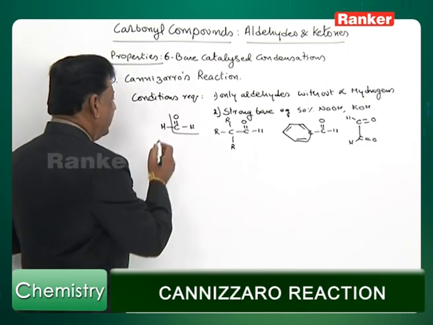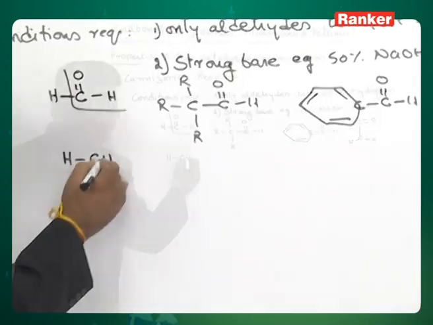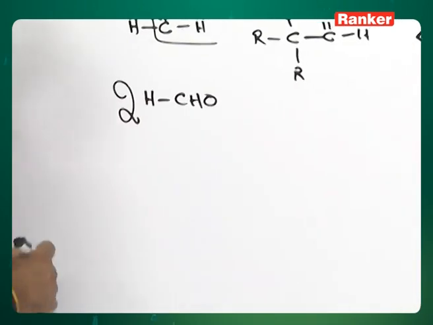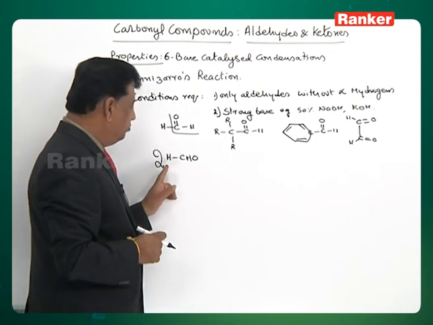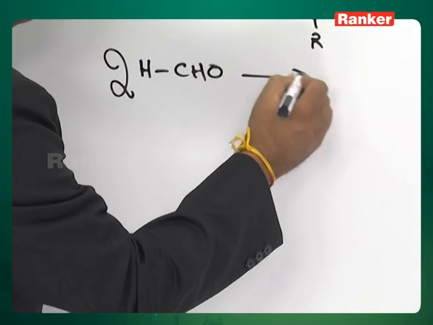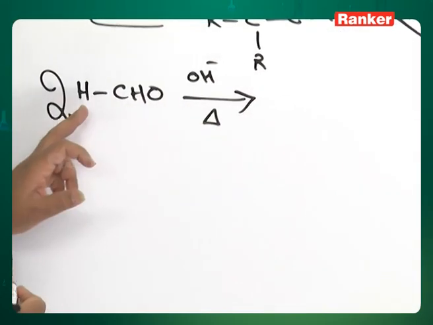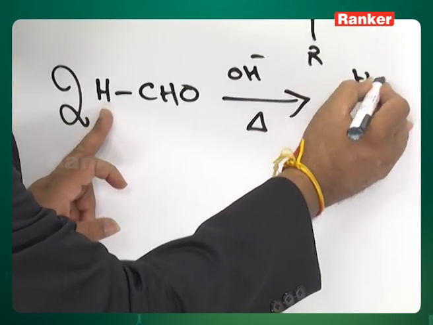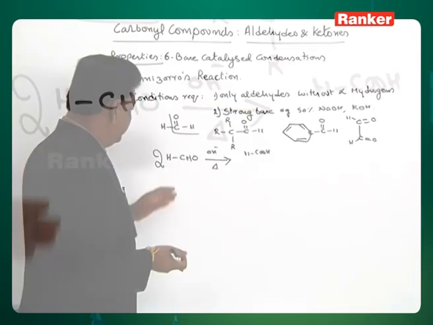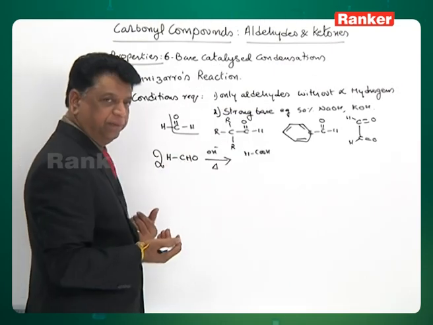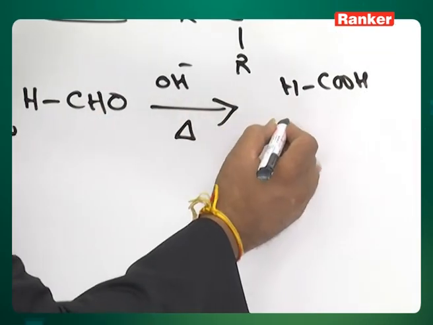Now, let us take what happens when formaldehyde is taken. As per this definition, two carbonyl compounds undergo reaction in the presence of a base and slight heating. One undergoes oxidation, that means it will become the acid. Another compound goes to the alcohol. The one carbon alcohol is methanol.